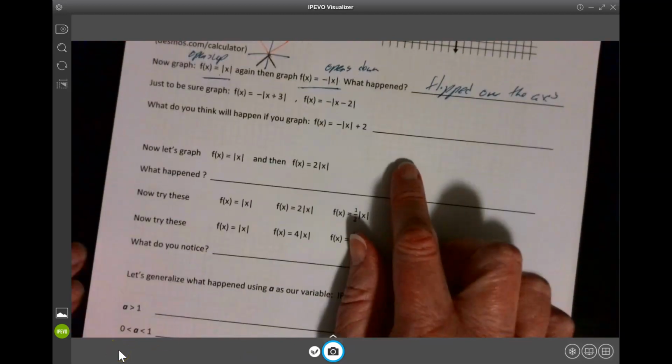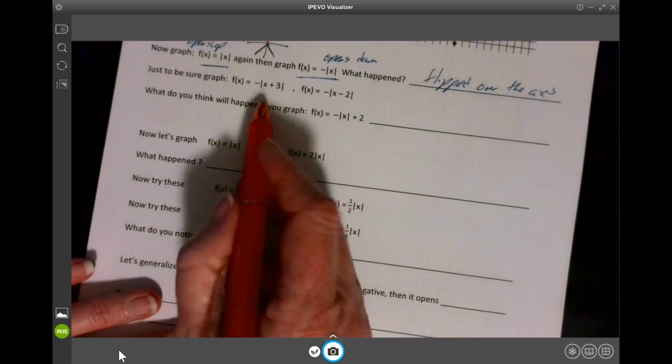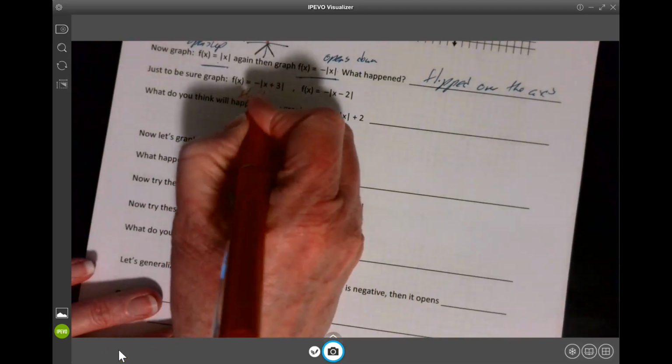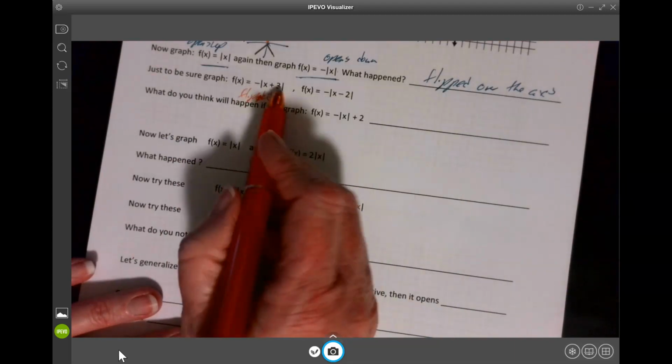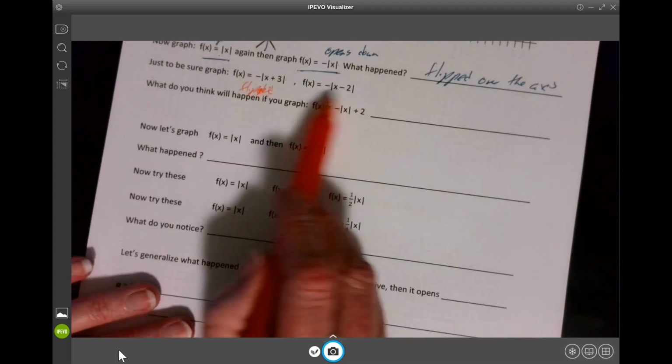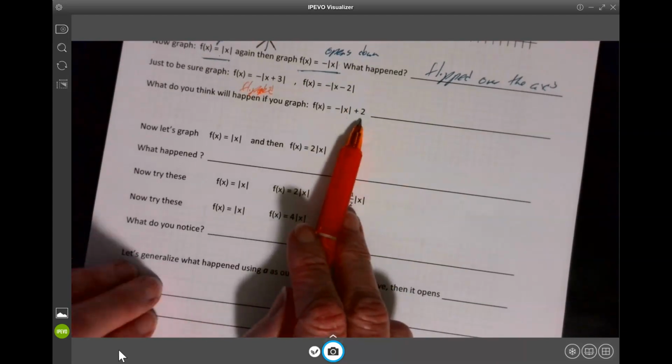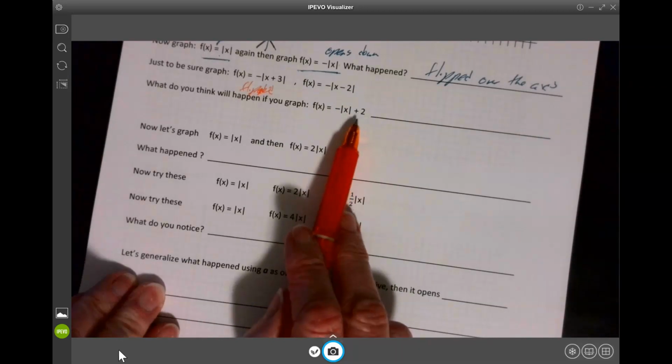So when we look at that, what did it do? This one flipped, so it opened down, flipped, and it's going to shift to the left 3. This one would have opened down, shift to the right 2. This one opened down, but it shifted up 2. And we're going to stop there for now.